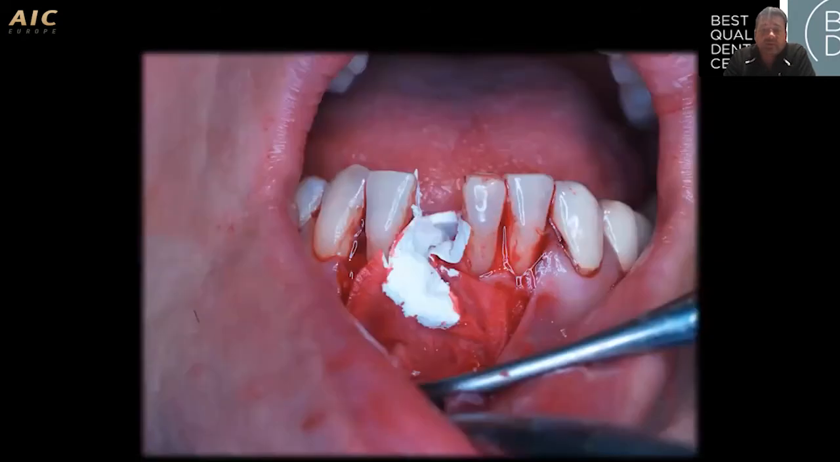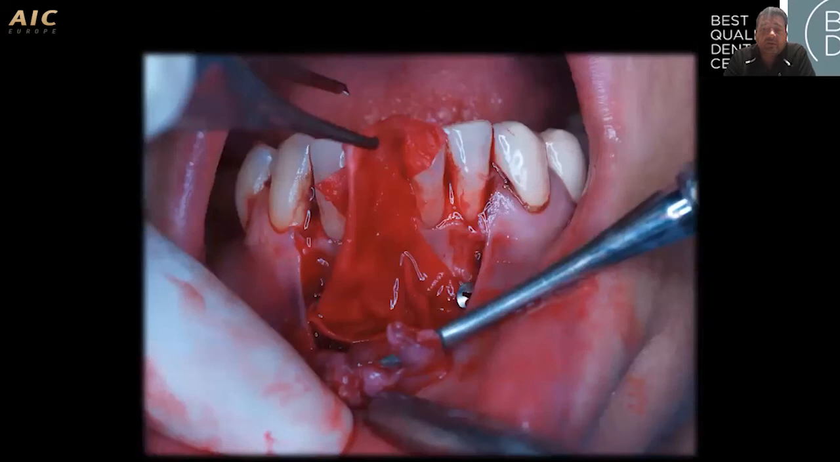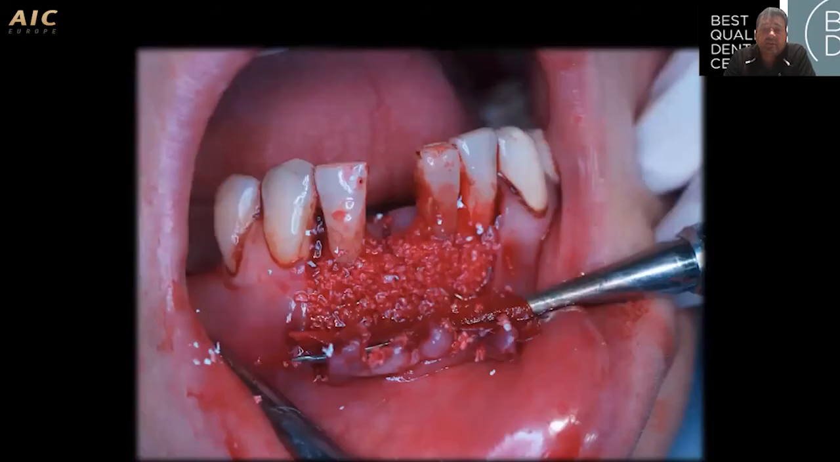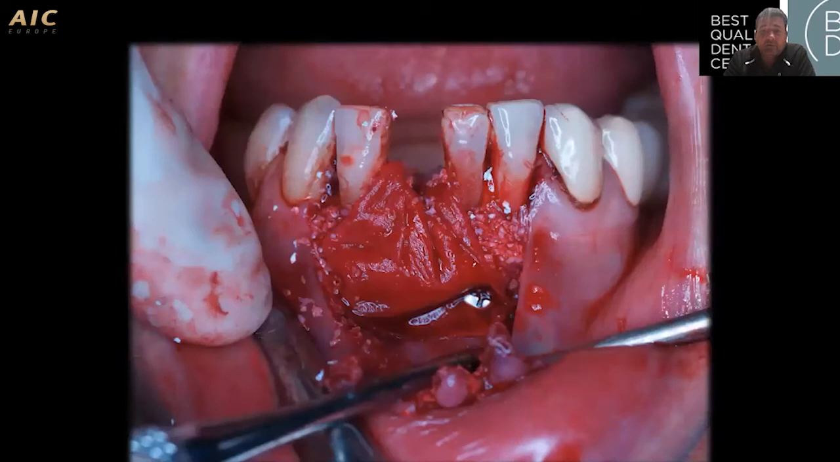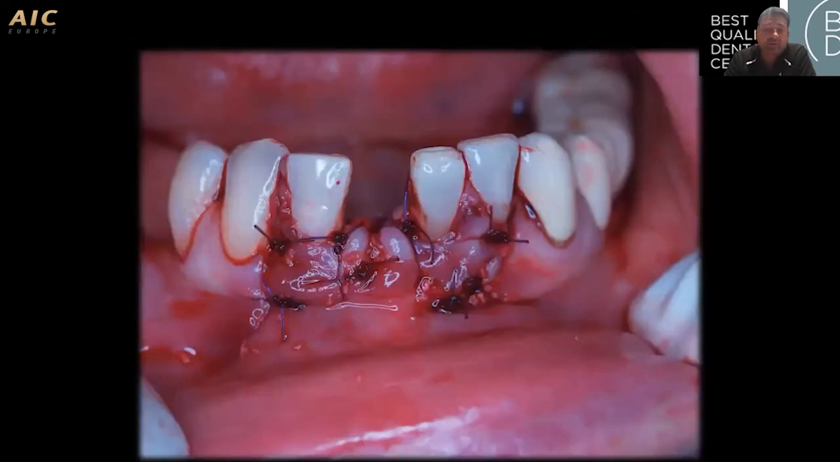So the procedure was very easy after all, and we put a well-fixed collagen membrane and some bone. Here we can use the technique of Istvan Urban, for instance, where we mix xenograft bone and autologous bone. And after it's well compacted, we close the membrane and close the flap.